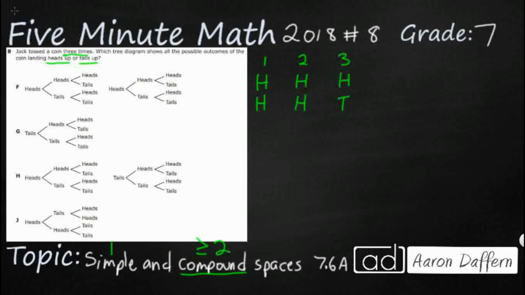Now, can we keep the first and second heads again and change the third toss? No, there's only 2 options, heads or tails, which means I'm only going to have 2 options for my first 2 heads. So let's now keep my heads on number 1, but I'm going to switch my number 2 to tails. So I can go heads, tails, and then you see a pattern here. I can always go back to heads here.